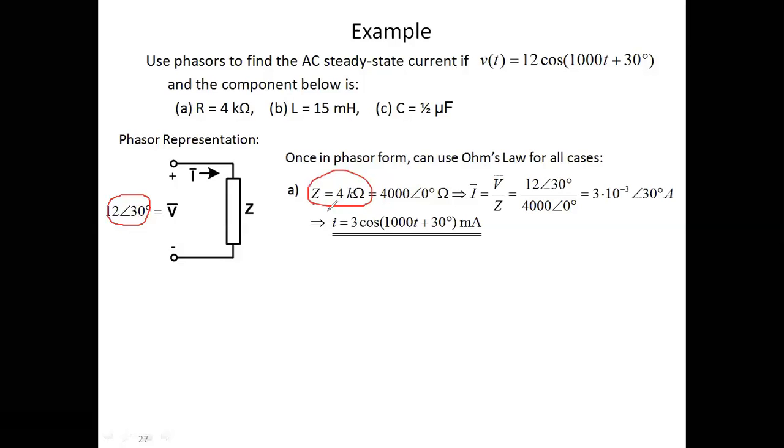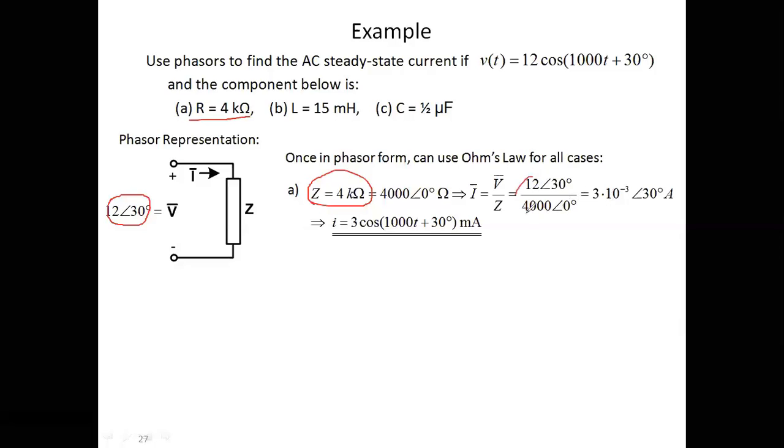In this particular case, we already know that our Z is equal to 4 kilo ohms, which is the same thing as 4,000. If you want to write this Z in a polar form or phasor form, it becomes 4,000 with a phase angle of 0. Don't forget, we are dealing with resistance here, so the phase angle is going to be 0. Then our I will be equal to voltage V divided by the impedance. The voltage V here is the voltage in phasor representation, so that is 12 with a phase angle of 30 divided by 4,000 with a phase angle of 0.